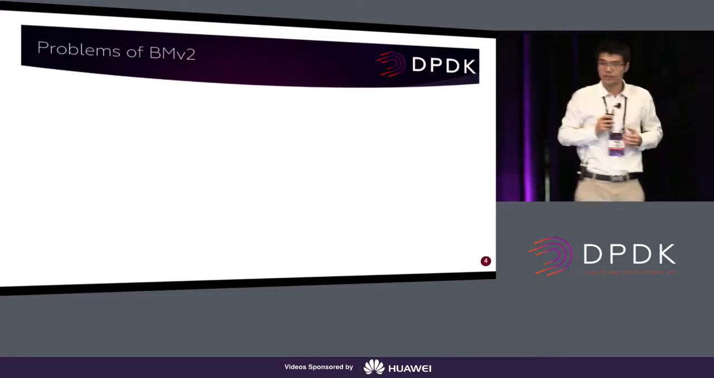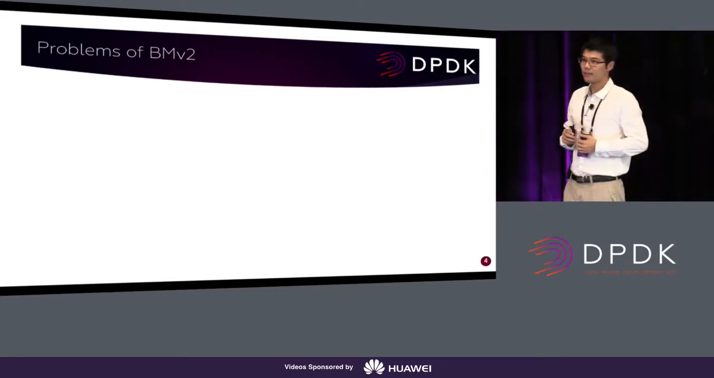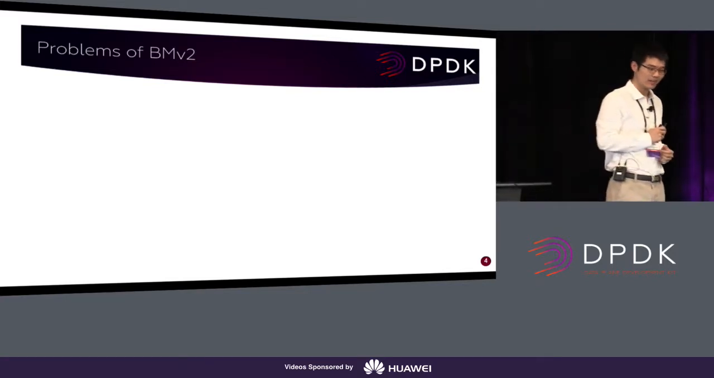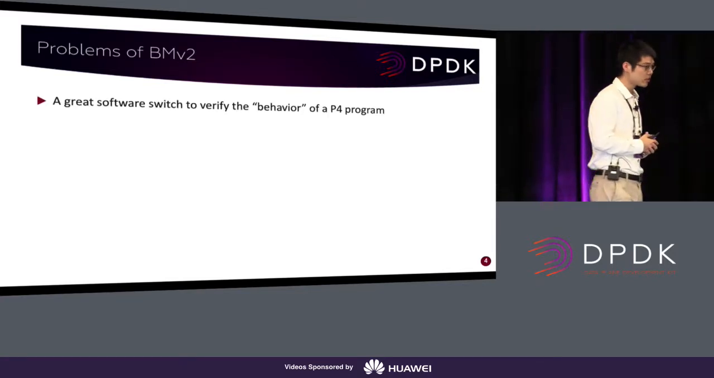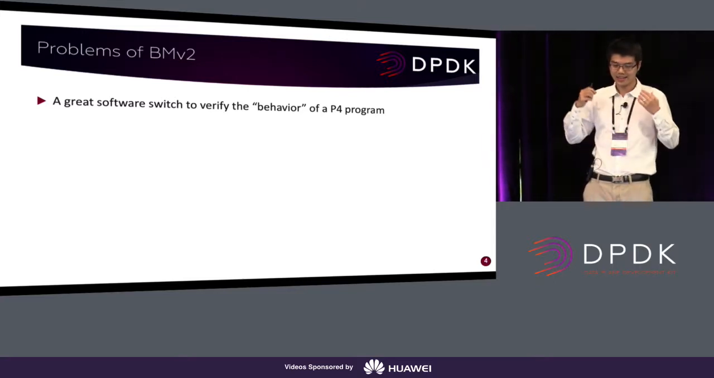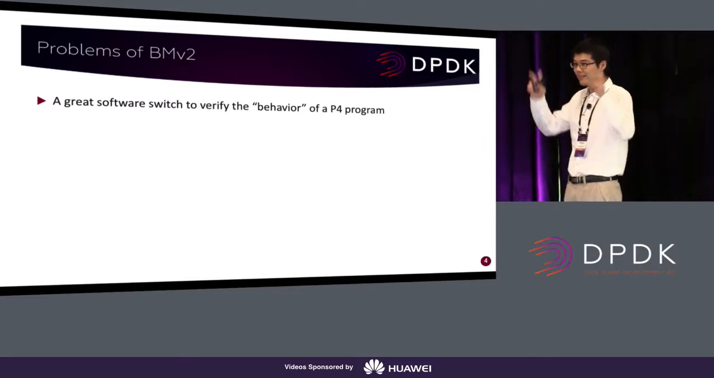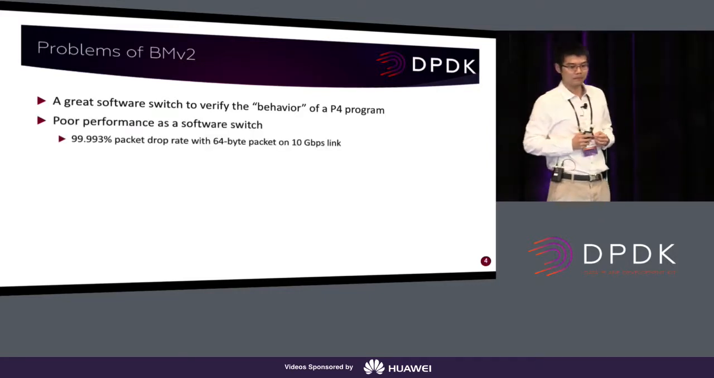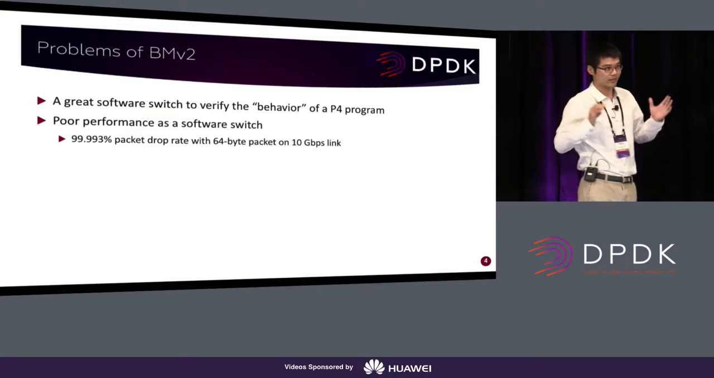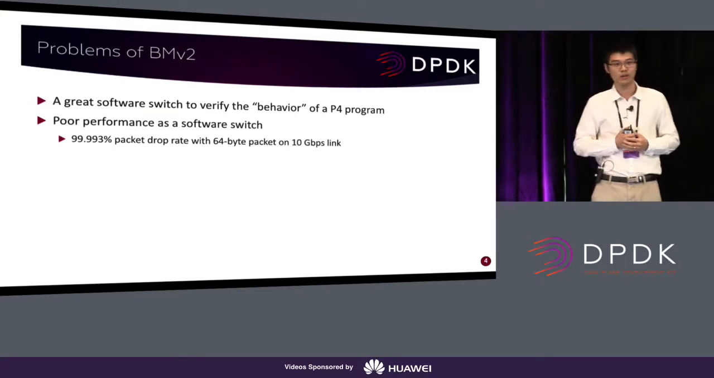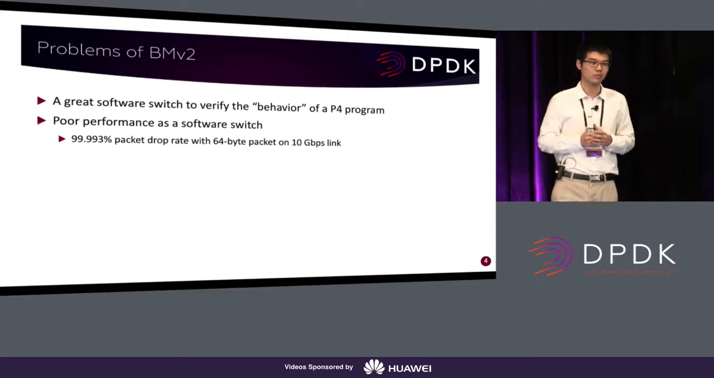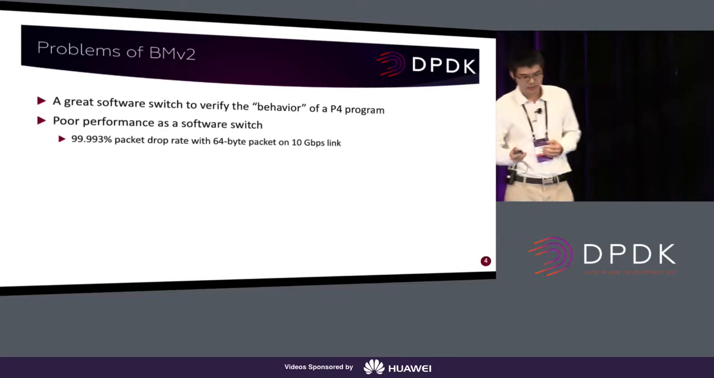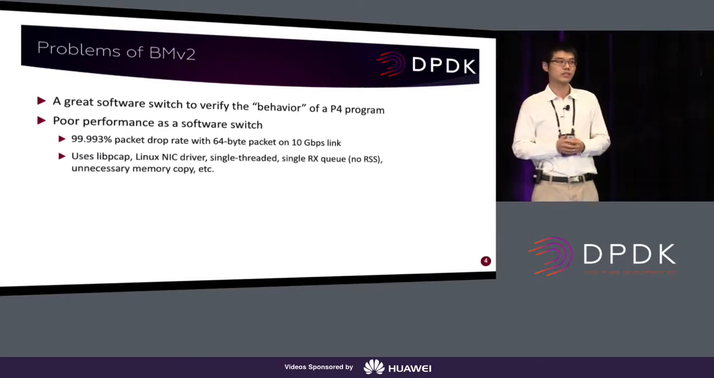Now, there's a big problem in behavior model version 2, which is exactly indicated by its name. It is a great software switch, but it can only be used to verify the behavior of a P4 program, which means as a software switch, it has very poor performance. According to our experiment, almost all packets will be dropped if we run small packets on a 10G link. There are a couple of reasons behind that.